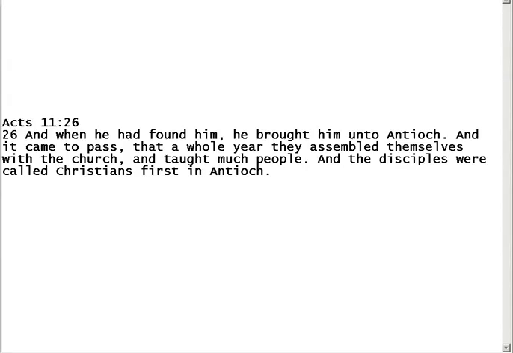verse 26, and when he had found him, he brought him unto Antioch. And it came to pass that a whole year they assembled themselves with the church and taught much people, and the disciples were called Christians first in Antioch. The book of Acts also talks about Paul, his three missionary journeys, and documents the events which took place during these trips. Now, after the book of Acts, we move into Paul's books, Romans through Philemon.